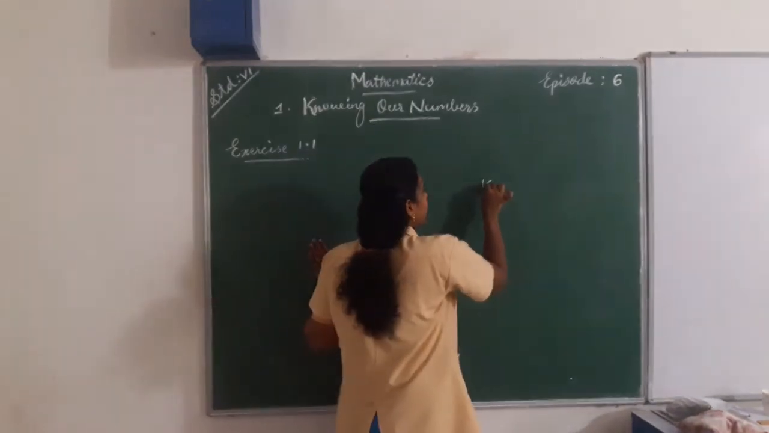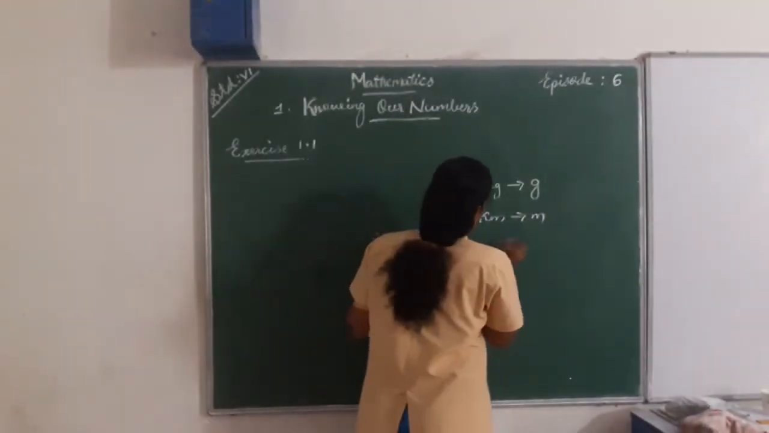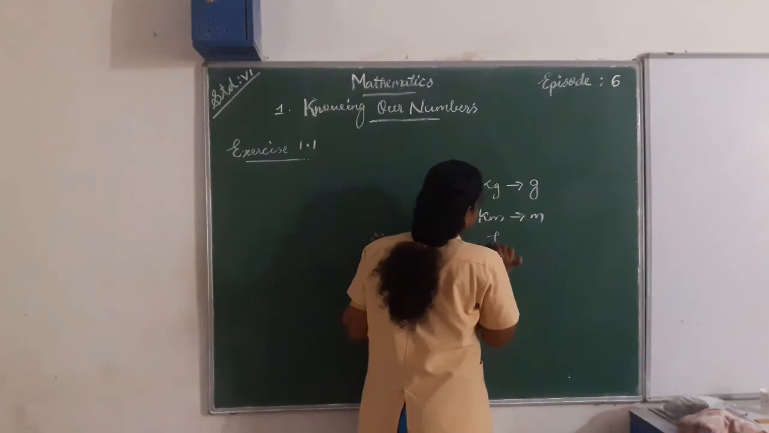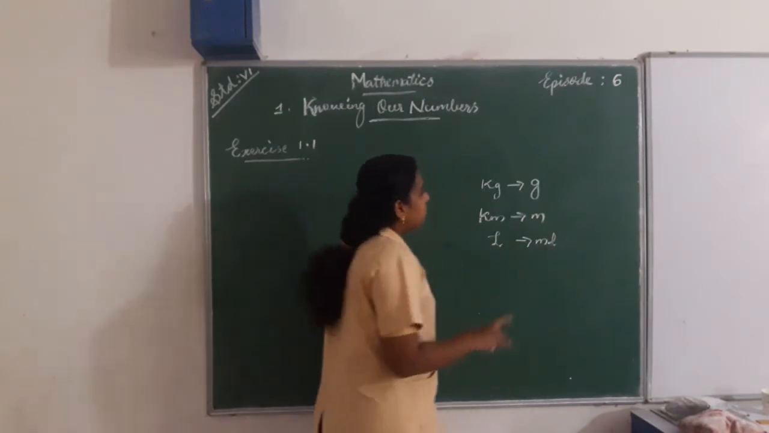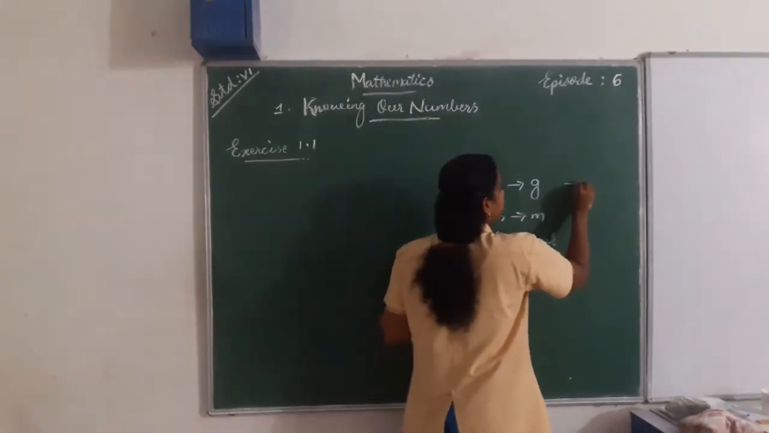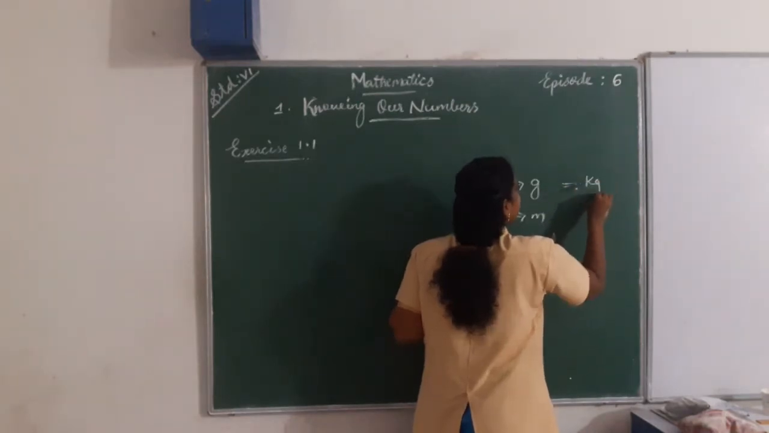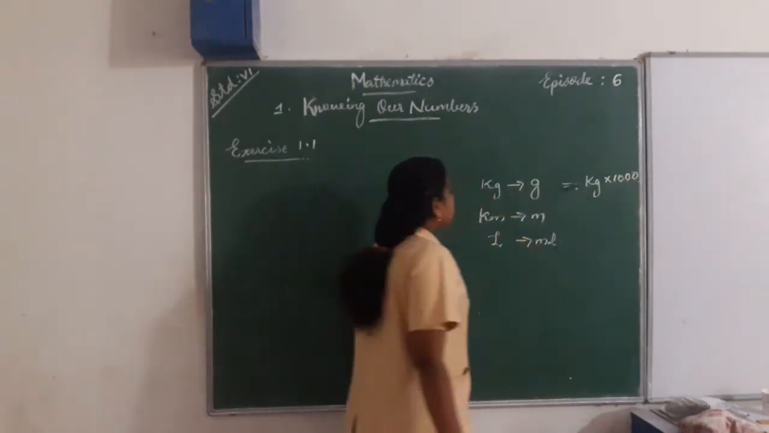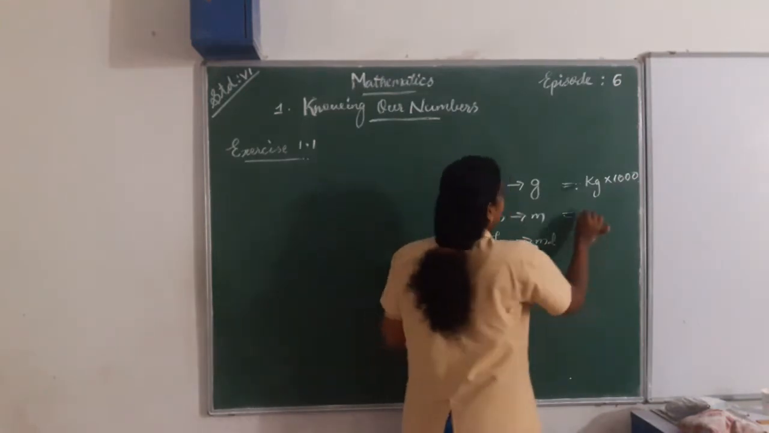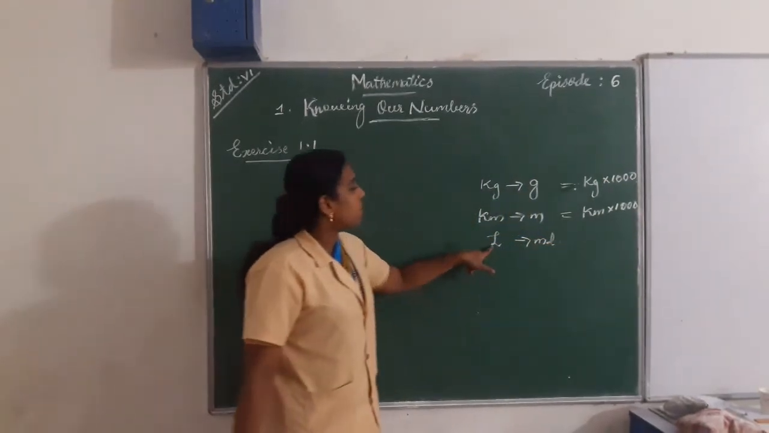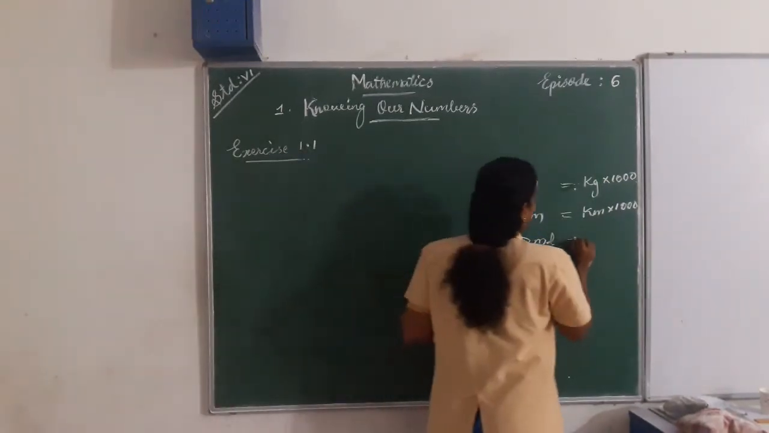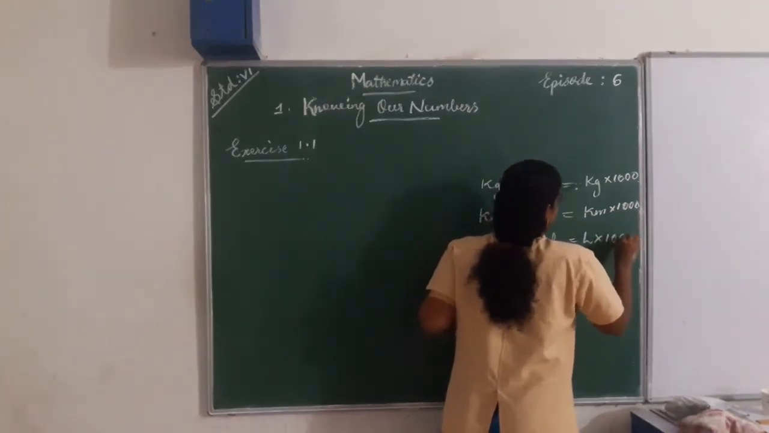There are kilogram into gram, kilometer into meter, and one more thing, liters into milliliter. Here we convert kilogram into gram: we multiply the number of kilograms by 1000. To convert kilometer into meter, we multiply the number of kilometers by 1000. And to convert liters into milliliter, we multiply the number of liters by 1000.